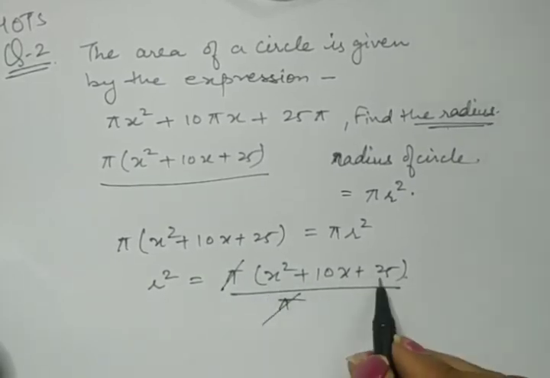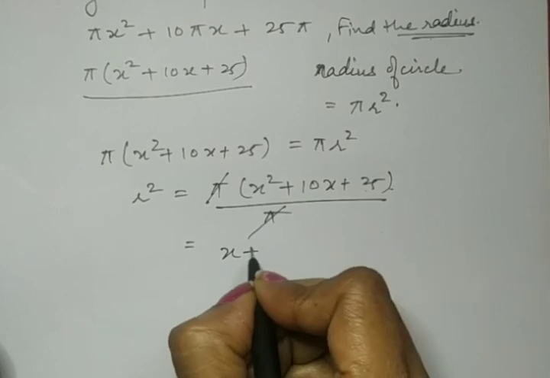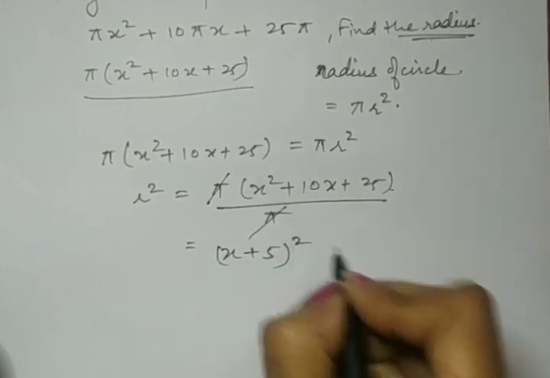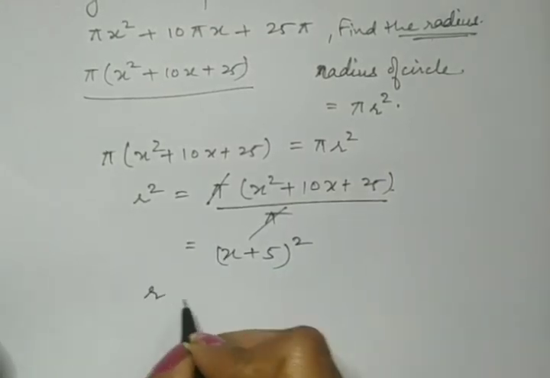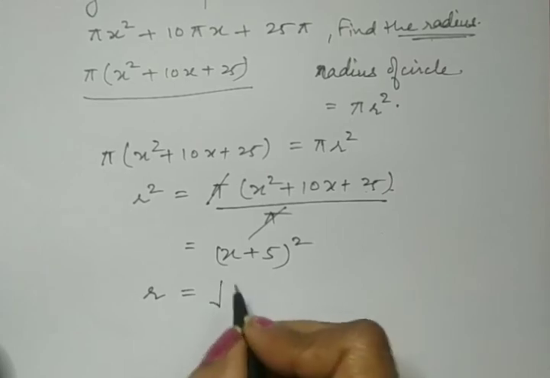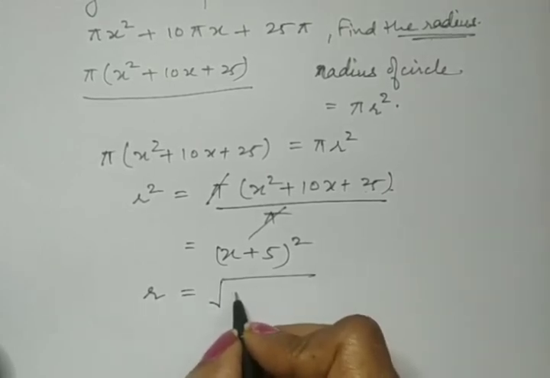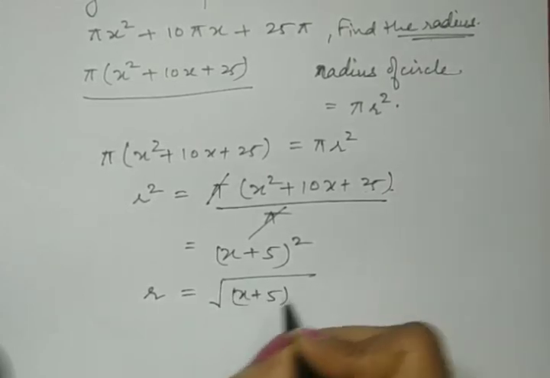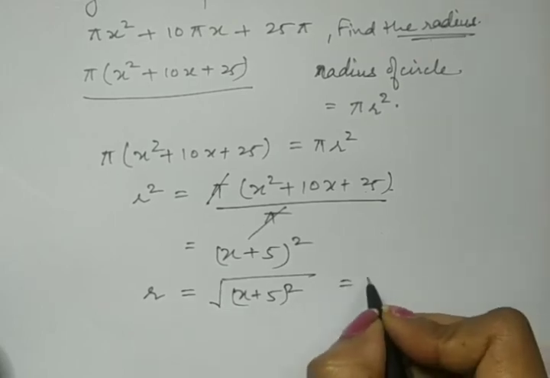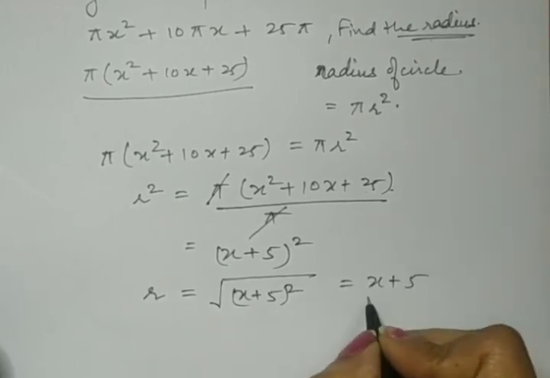This expression can be written as x plus 5 whole square. To find the value of r, we have to take the square root of x plus 5 whole square, and we get x plus 5 units.